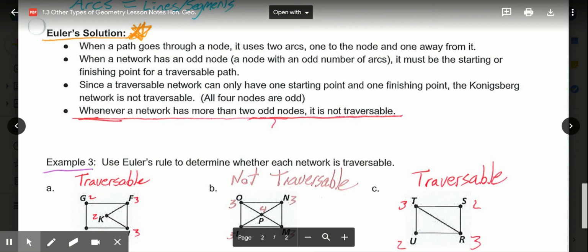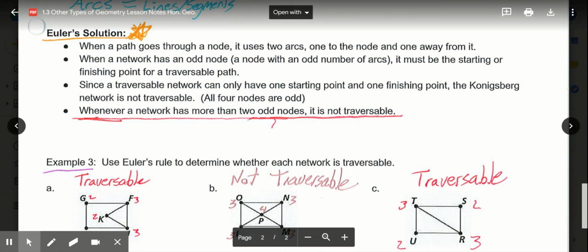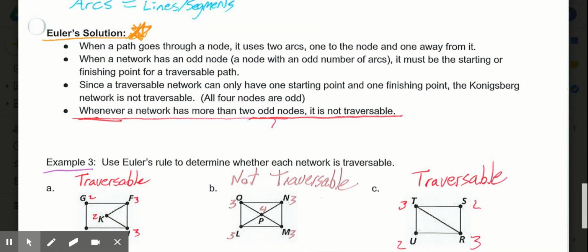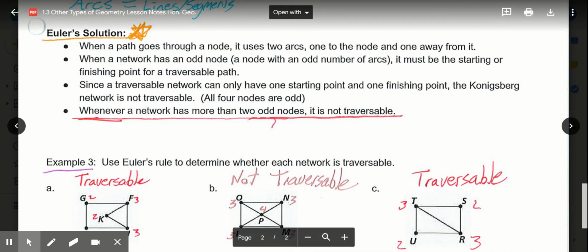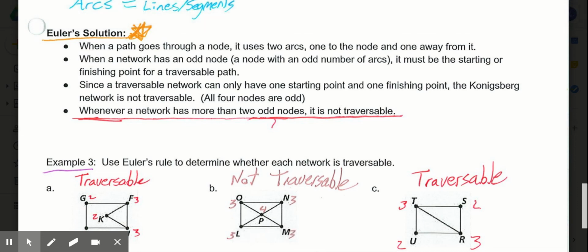One to the node and one away from it. Okay, that sounds like common sense. When a network has an odd node, a node with an odd number of arcs connected to it, it must be the starting point or the finishing point for a traversable network.